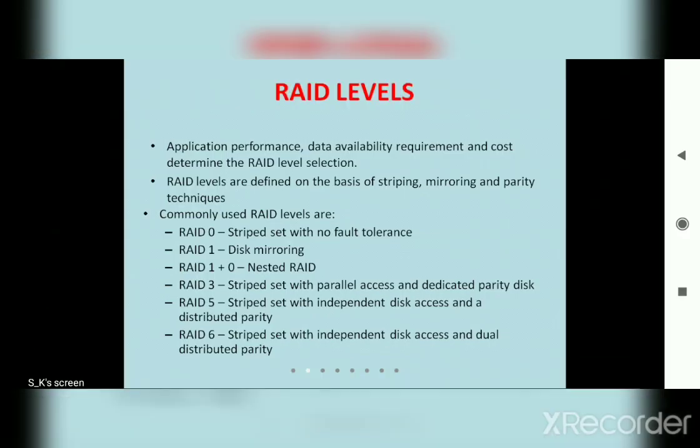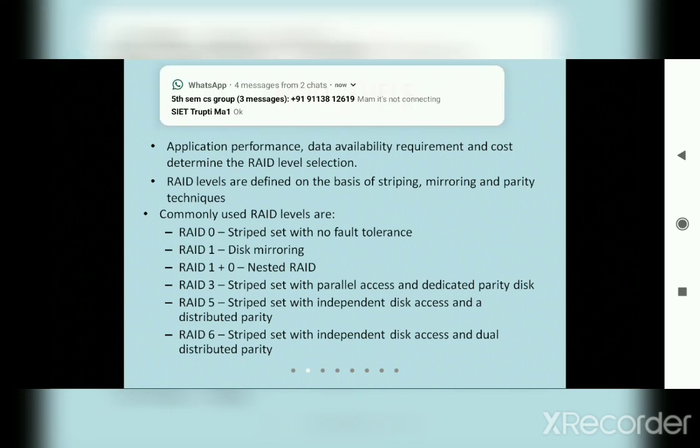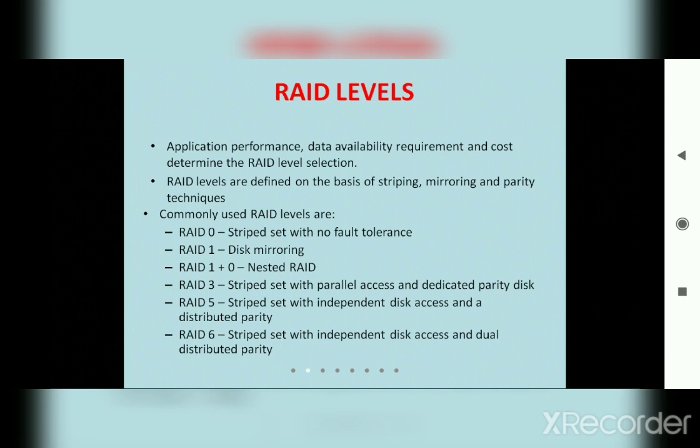Now, based on these RAID levels, as I stated, there are three techniques: striping, mirroring, and parity. As I said, how do I apply these techniques on which our RAID levels are defined? When I apply them, I can have a combination. As you all know, we have the combination of if, else, and nested if. The same way, here also they apply these techniques.